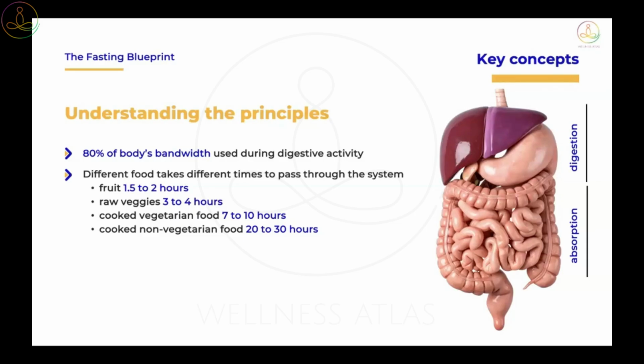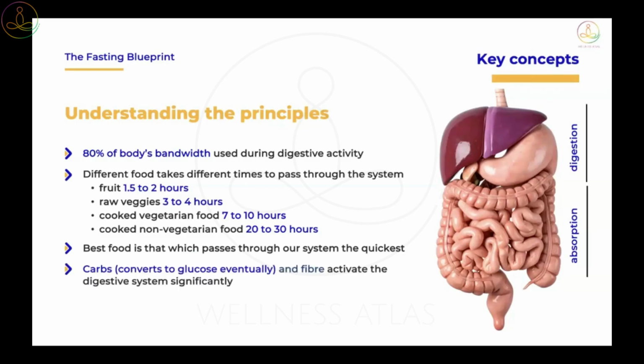So this is another thing we need to understand. The best food is the food that passes through our system the quickest, right? Because the longer the food stays in our system, putrefaction will happen, a lot of bacterial overgrowth will happen, and that is not good for our health and our body, right? Carbs and fiber are the ones which activate the digestive system more significantly, right? Micronutrients and the like will not activate it so much, but carbs and fiber typically will.